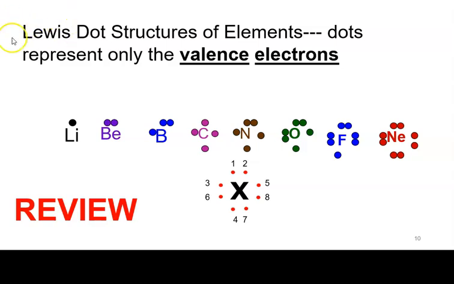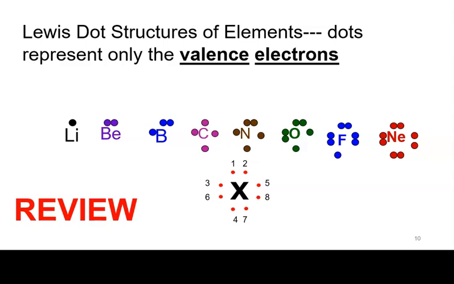Lewis dot structures of elements. What does this all mean? It means the dots are really only representing valence electrons, okay? Valence electrons only. So if I see a Lewis dot structure right here for lithium, that means it only has 1 valence electron.